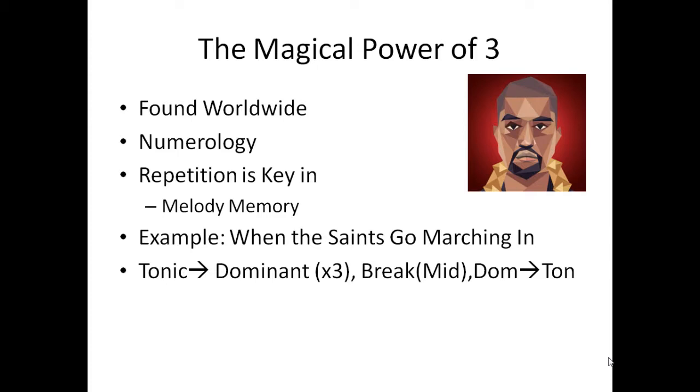Now, our example today will be When the Saints Go Marching In, and I want you to hear that we start on C, we end at G. So C is our tonic, our dominant would be G. So in that transition of the melody of our 3 repetitions, we hear tonic to dominant 3 times. Then we hear a break to where the middle note of C is played. So C, D, E, E is played. The third of that scale is played. And then at the end of the melody, we have a dominant to tonic finish. So we have a 5-1 finish, which is G to C.